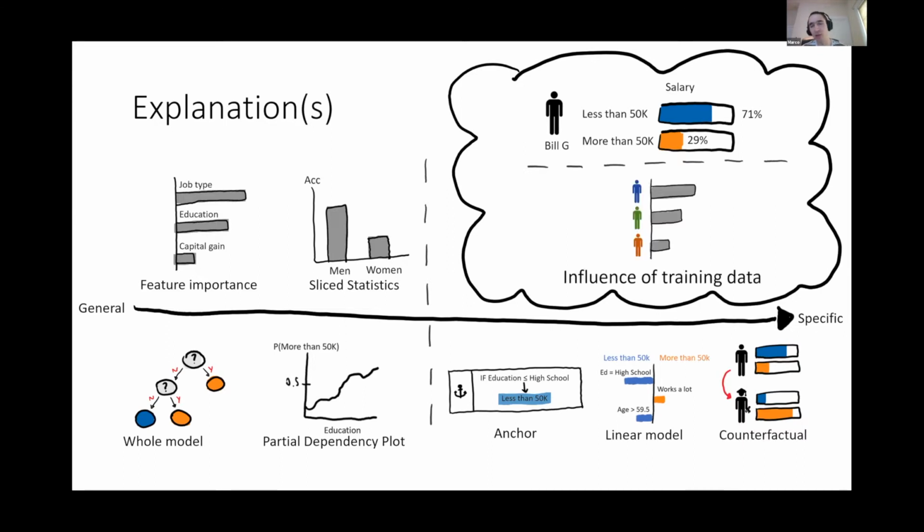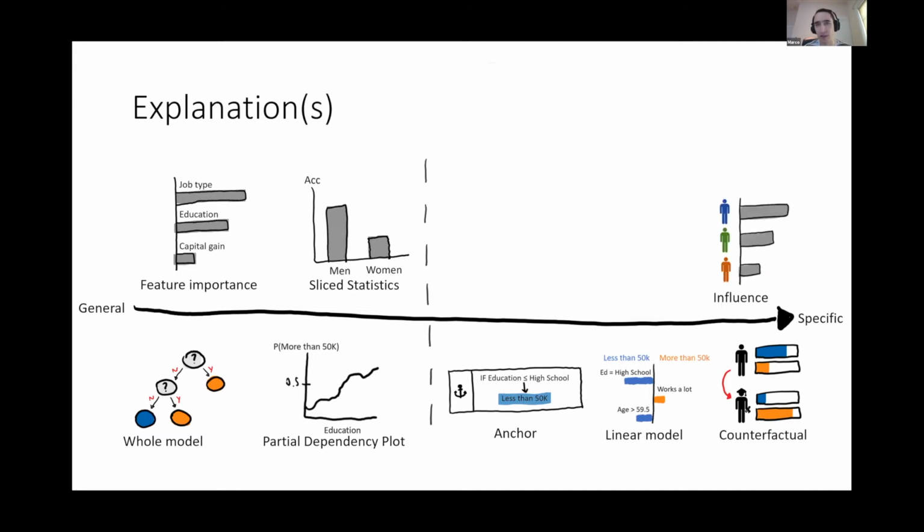And then finally, there's what's called influence of training examples, or influence functions. And this, instead of explaining in terms of BG's features, is looking at the training data and trying to find examples that influence this prediction. So this is saying, look, I'm predicting that BG makes less than 50K because he's similar to these other individuals, and you have to go and figure out how. So this can be really useful for debugging the training data and stuff like that. This is influence functions.